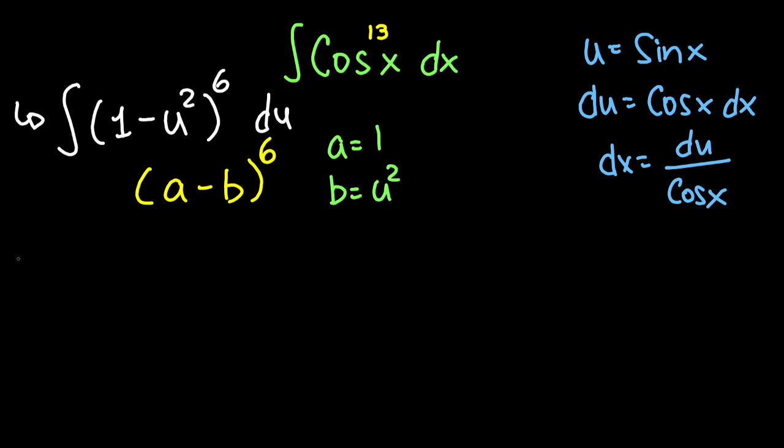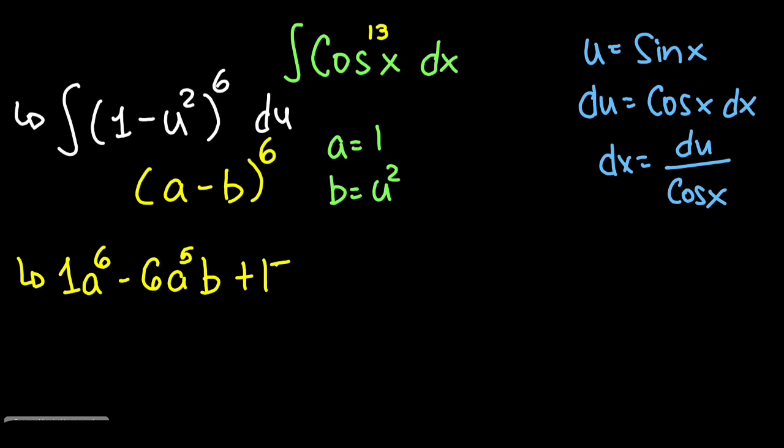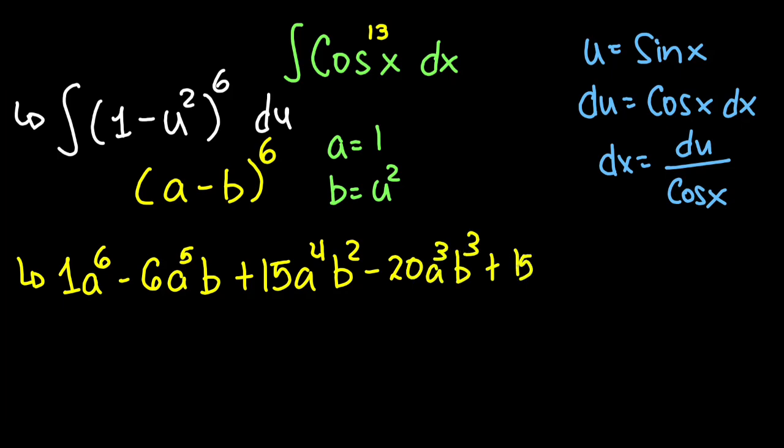The general formula expansion for this would be equal to 1a to the power of 6 minus 6a, it will be descending by 1 power, which would be 5, and the b value would be ascending by 1 power, so just put b here, plus 15a to the power of 4 multiplied by b squared minus 20a cube b cube plus 15a squared b to the power of 4 minus 6a multiplied by b to the power of 5 plus 1b to the power of 6.